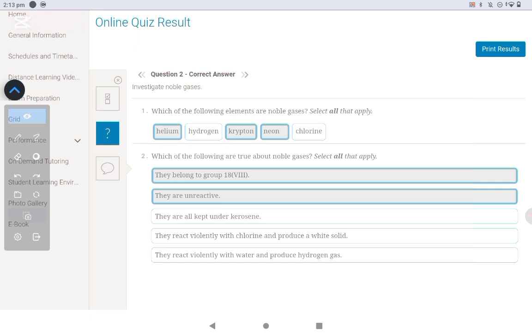They are all kept under kerosene? No. Usually potassium and sodium are kept under kerosene because they are highly reactive, but noble gases are not reactive, so they are not kept under kerosene. They react violently? No. Whenever you see noble gases reacting, they do not go together. React violently with chlorine and produce a white solid? No. React violently with water and produce hydrogen gas? No.